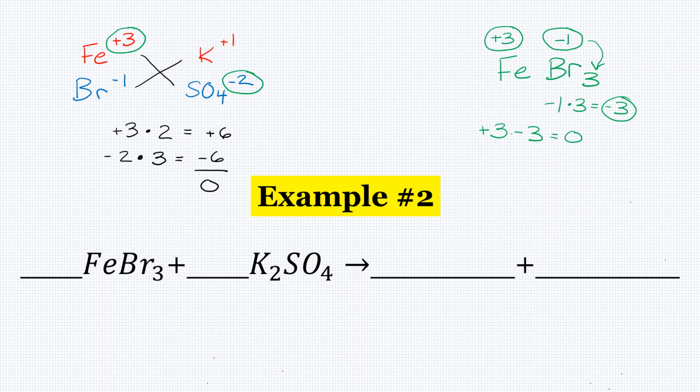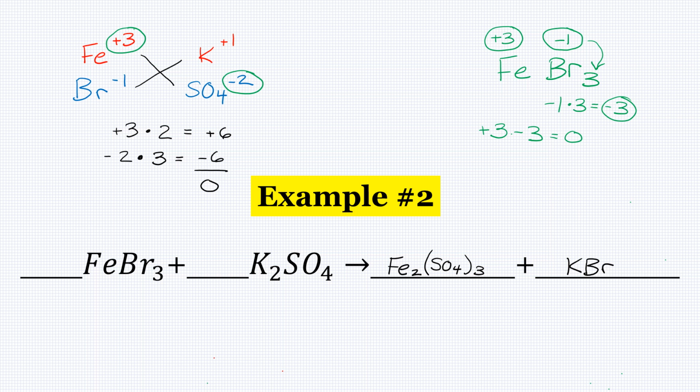So my compound is going to be Fe2 and then (SO4)3. Be careful with your parentheses here. All right, and then I've got KBr, potassium bromide.